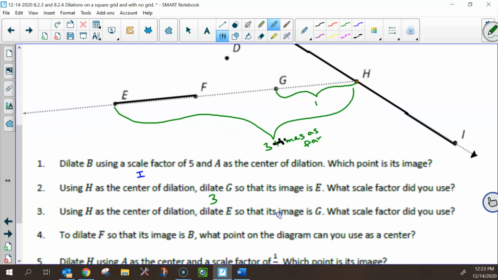Question 3 is asking in reverse. Okay, what if E is that original point and we're dilating it so that it gets closer and closer and closer to H? So here's the distance of 3. Here is the distance of 1. Think about it. So G to E, we multiply by 3. Going backwards, E to G, we would multiply by that reciprocal, 1/3.